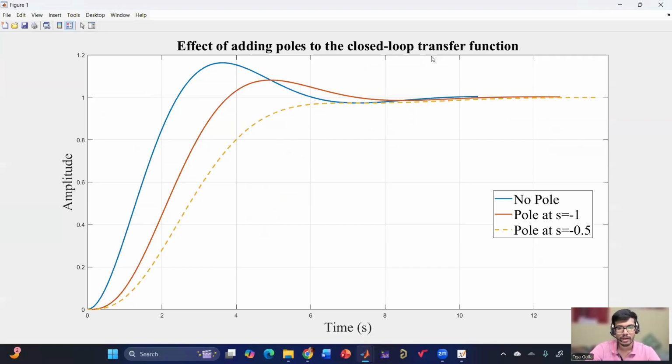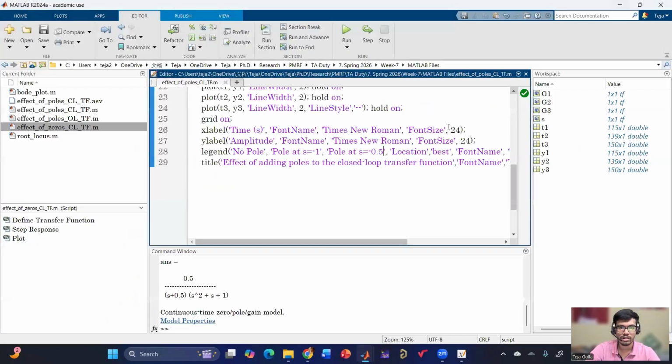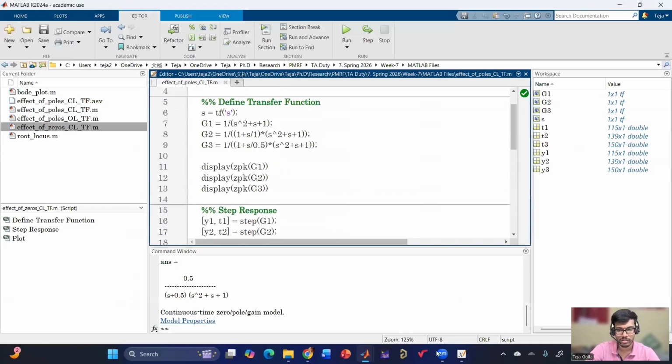My blue color is the original response. Orange color is the pole at s equals -1. Yellow color is s equals -0.5. If we place the pole closer to the imaginary axis, the response has become slower, and the overshoot has vanished. So if we place the pole closer to the imaginary axis, the overshoot is reduced as well as the rise time has increased. So this is the effect of the pole on the closed loop transfer function.